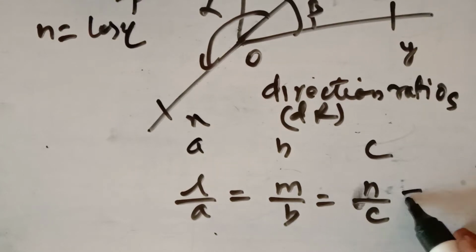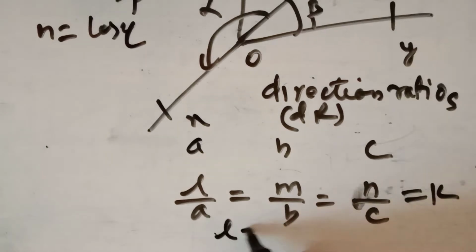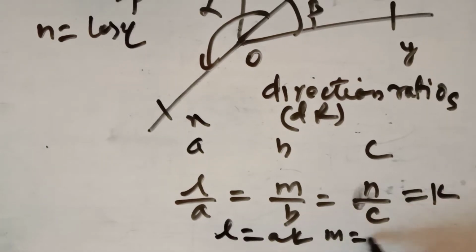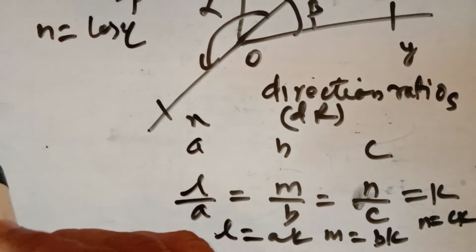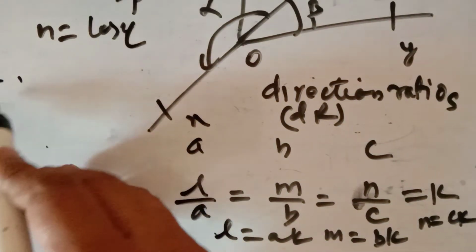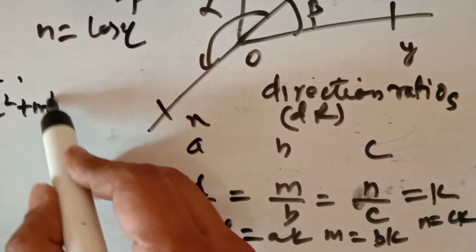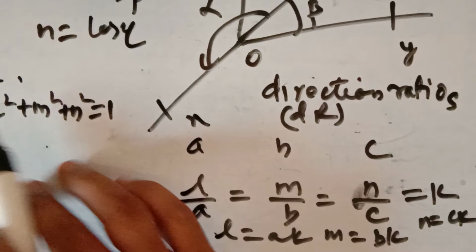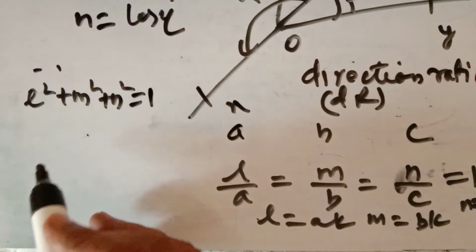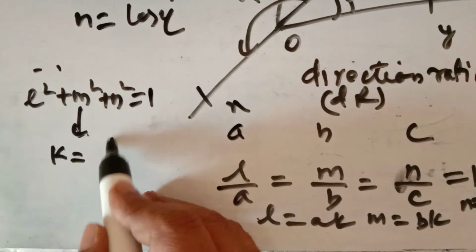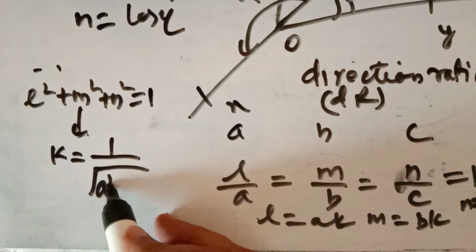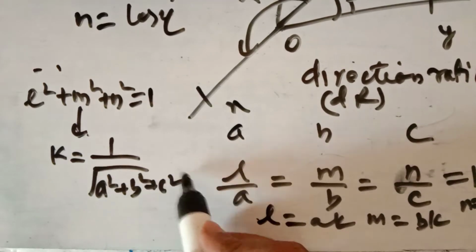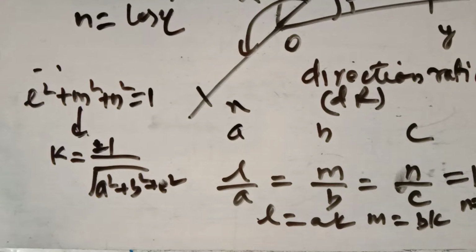They are equal to each other. Let us take it equal to k. So l is equal to ak, m is equal to bk and n is equal to ck. And we know that l square plus m square plus n square is equal to 1. When you replace this value of l, m, n in this formula, you will get the value of k as 1 upon under root a square plus b square plus c square, plus minus.